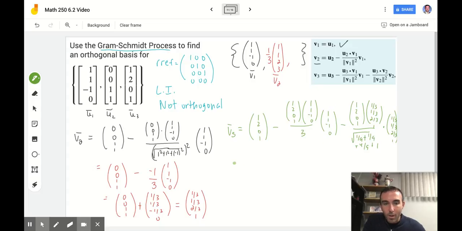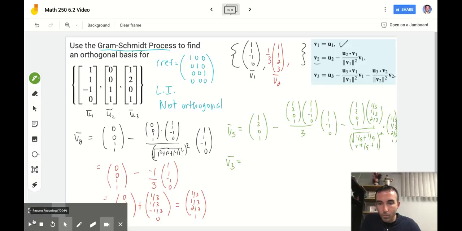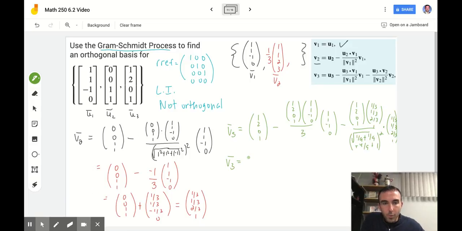So for V3, we are going to next just copy this down. 1, 2, 0, 1. We get a dot product of 3. I'm going to use a different color to point this out. So I got a dot product of 3 up here with a denominator of 3. So that's kind of lucky. My coefficient is just 1.